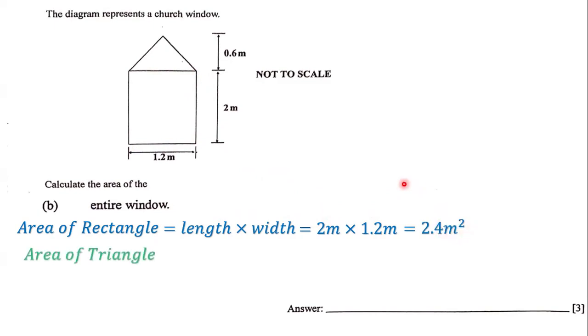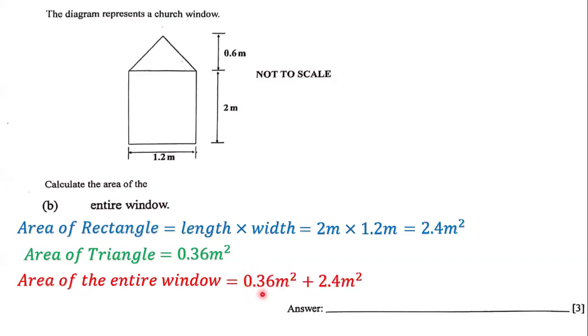Now we have to take the area of the rectangle and add it to the area of the triangle to get the total area of the entire window. And so what we do, we say 0.36 meters squared plus 2.4 meters squared is going to give us 2.76 meters squared. So the area of the entire window is 2.76 meters squared.